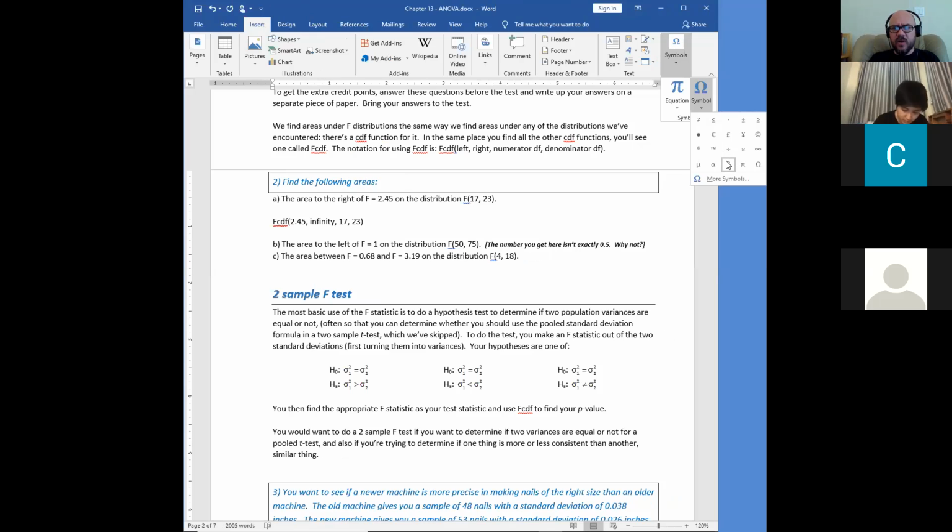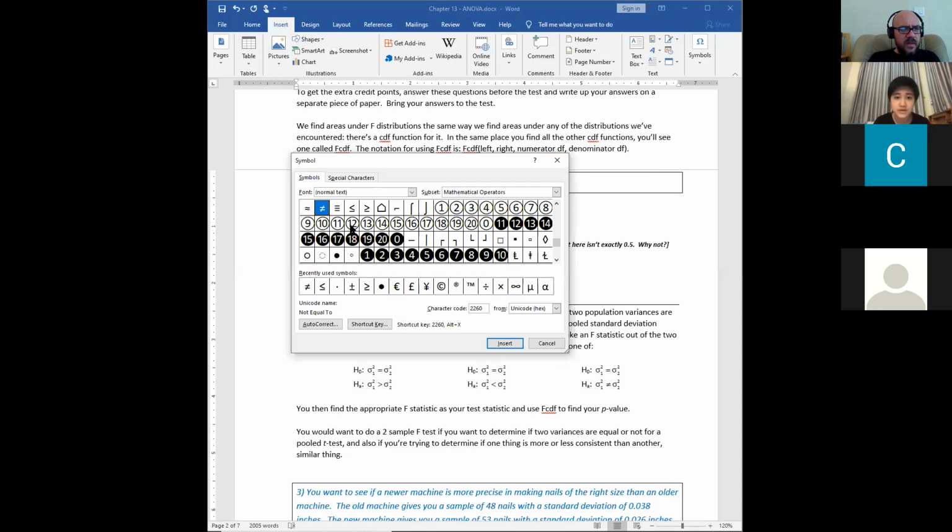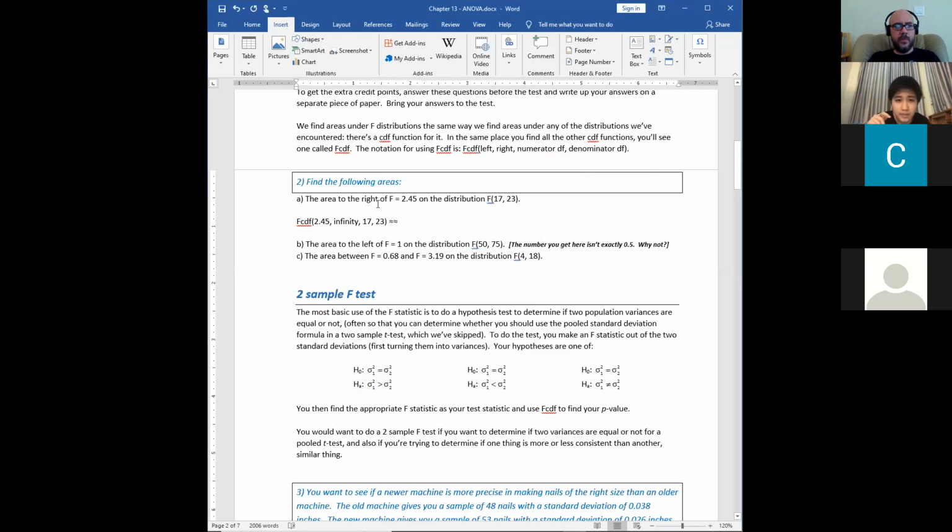Approximately equals must be in here. What the heck? Oh, I thought it was minus infinity and 2.45. No, because you said to the right. Did I say left? No, I said right. Right means 2.45 and larger. Oh, yeah. 2.45 and larger. Okay.